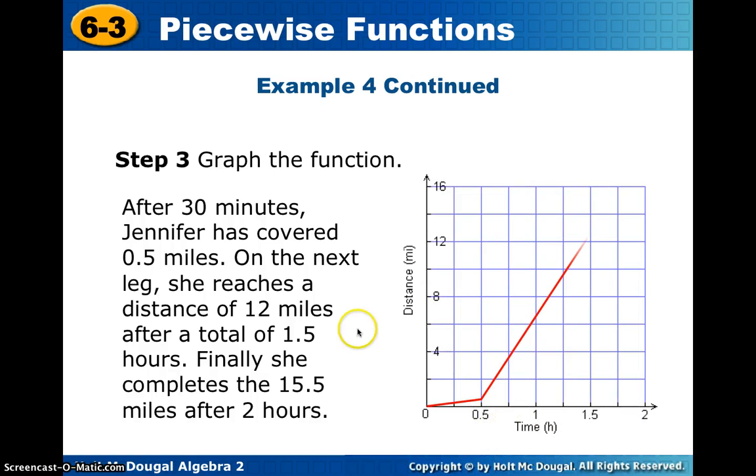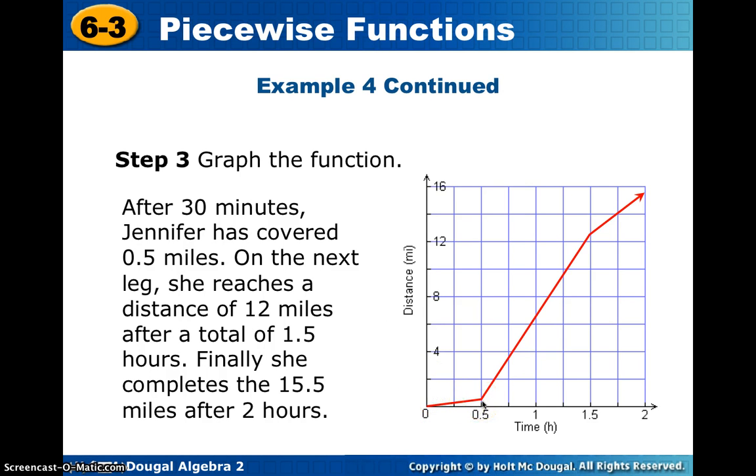Okay, so let's see. Where's my mouse? After 30 minutes, Jennifer has covered a half of a mile. So here's 30 minutes, a half of an hour, 0.5, and she has gone only a half of a mile. If I'm counting by 2's here, 2, and then half of that would be 1. So that's how far she's gotten.